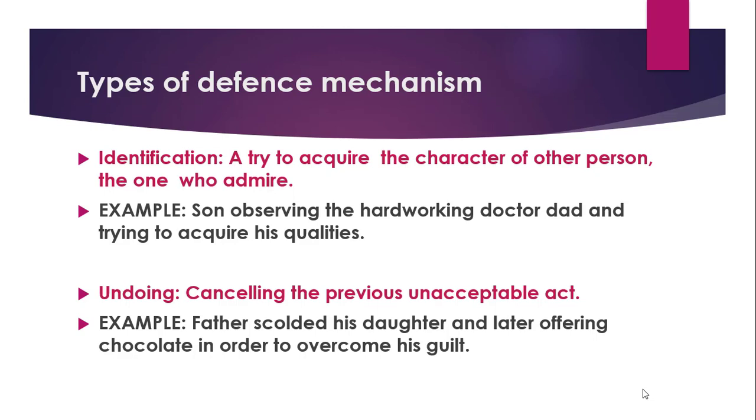Last one is undoing. Undoing means cancelling the previous unacceptable act. Example, a father scolded his daughter and later offers some chocolate in order to overcome his guilt. Here we can see undoing, or cancelling the previous unacceptable act.